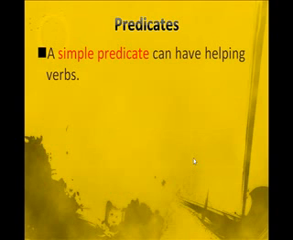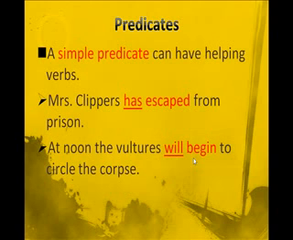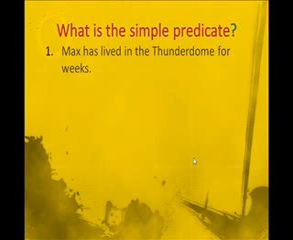A simple predicate might have helping verbs. Mrs. Clippers has escaped from prison. At noon, the vultures will begin to circle the corpse. So let's look, see if you can find the verbs. Max has lived in the Thunderdome for weeks.